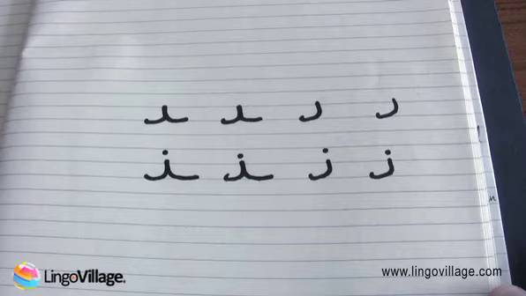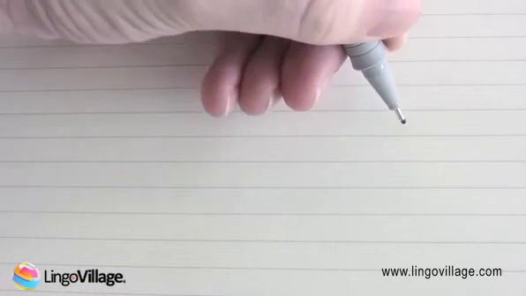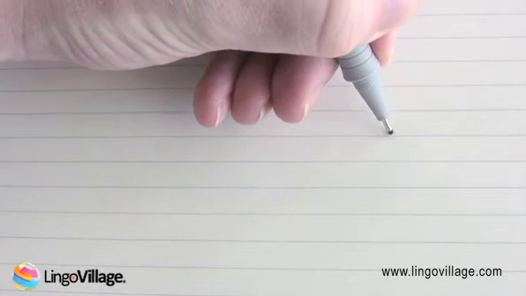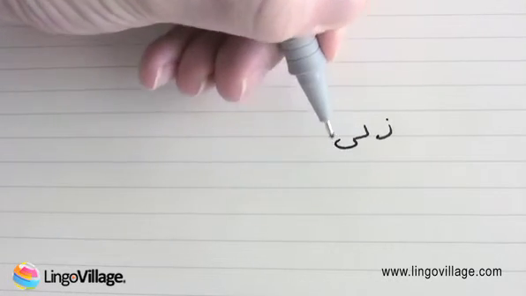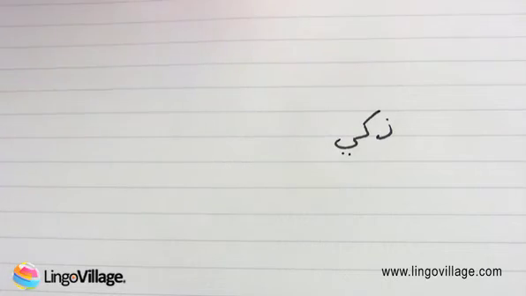First word we're going to talk about here is Zeki. It's a name, as in Ahmed Zeki, a very famous Egyptian actor, and it also means intelligent or smart, clever.